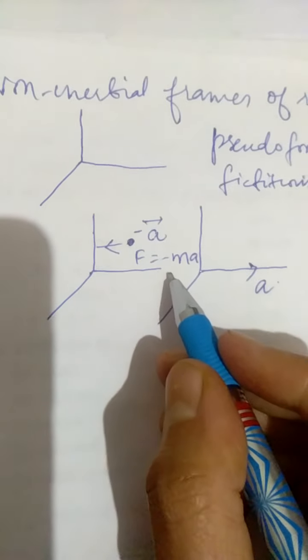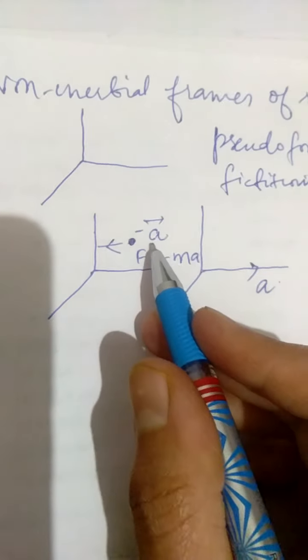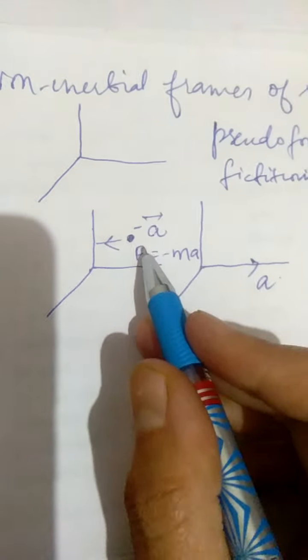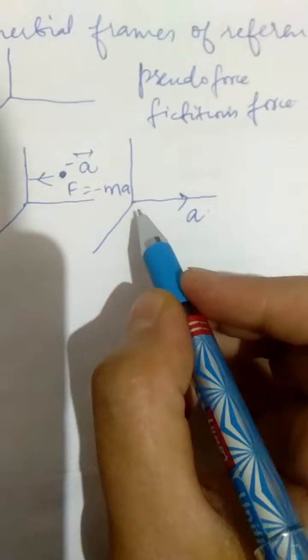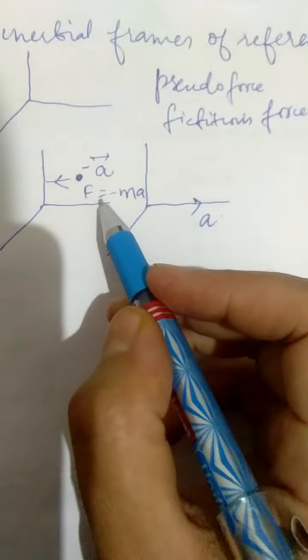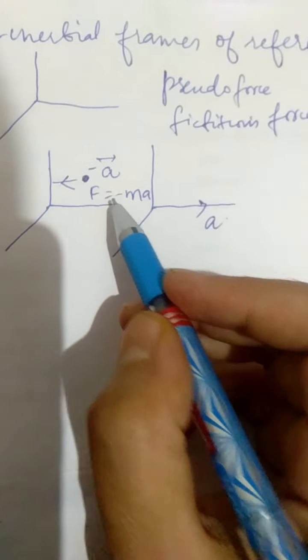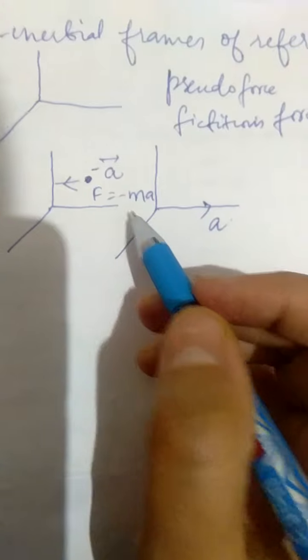This force is a fictitious force because this is not acting on the particle in reality, but it appears to be because of the accelerated motion of the non-inertial frame of reference, right? Now you have to learn one more thing, that the direction of the fictitious force will always be opposite to the direction of motion of the non-inertial frame.